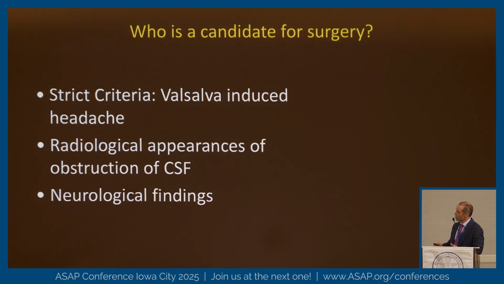So who's a candidate for surgery? Some people use a strict criteria of Valsalva-induced headaches. I would say that is quite common, although this is one thing. You have headaches that are kind of Valsalva-induced. You have this radiological appearance of obstruction of CSF flow, and then neurological findings, right? So some patients won't have headaches, right? They might have symptoms of brainstem compression. They have symptoms of a syrinx and so forth.